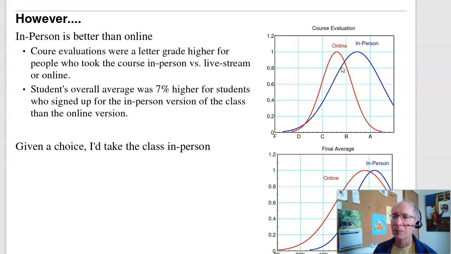Now that doesn't mean that online people can't get an A. Pretty much this class, if you do the homework and you do the MATLAB, you get an A. But overall, in person is better. So given a choice, I'd show up and take the class in person, but it's really up to you.